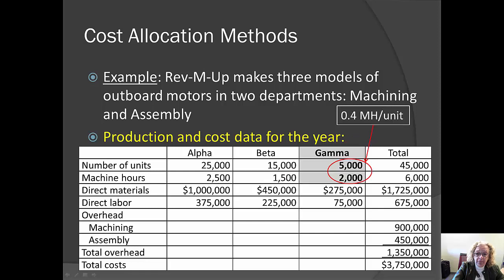However, we only made 5,000 of the gamma motors, yet it took us 2,000 machine hours to make them. That means each gamma motor is consuming more of our factory resources to make. Let's see if we can use that information to understand how much overhead should go into each version of our motors.